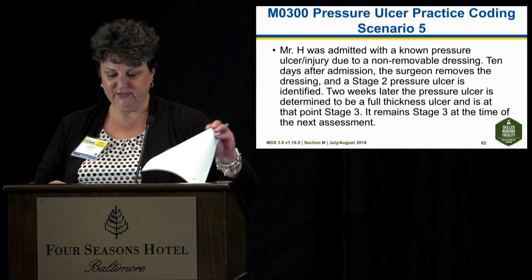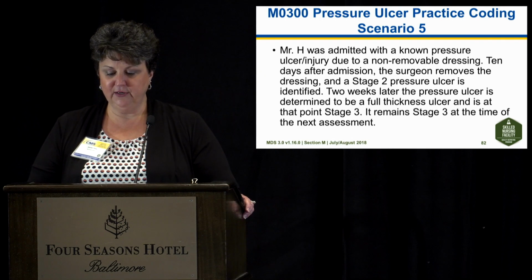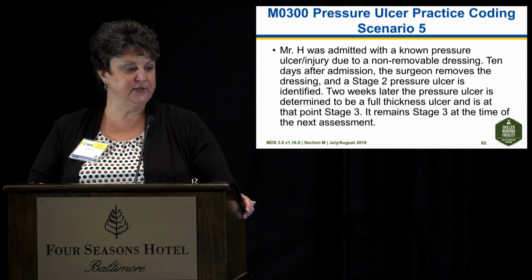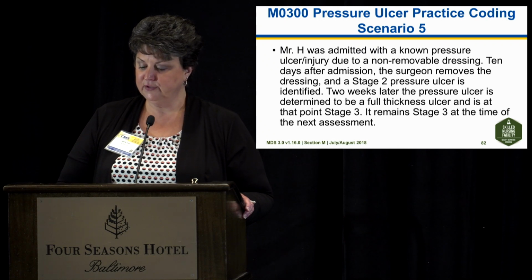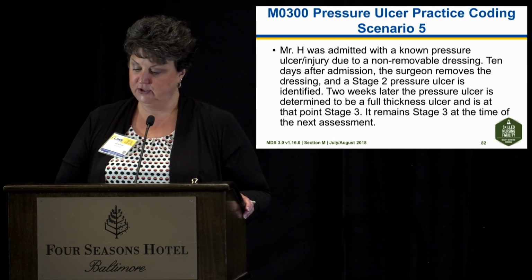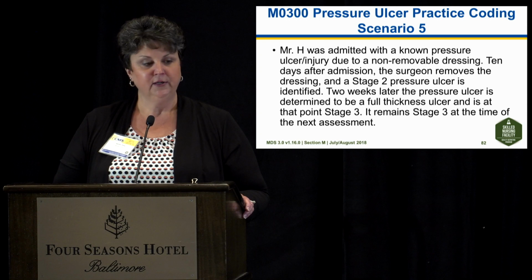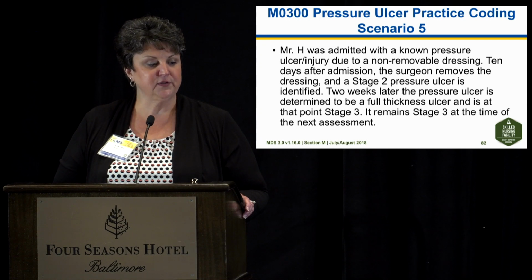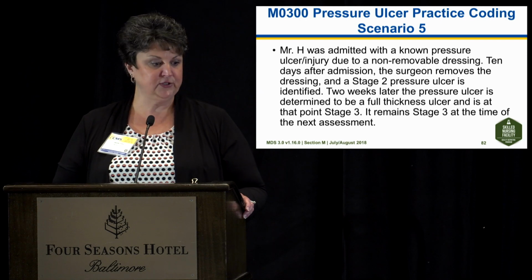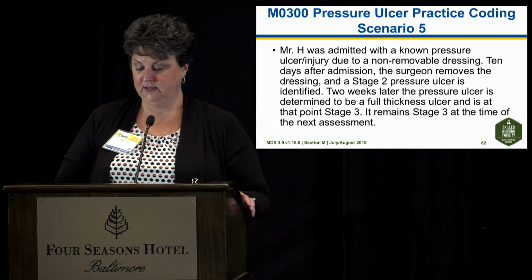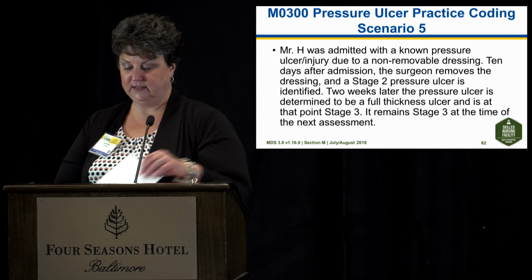Okay, and then we have Mr. H. He was admitted with a known pressure ulcer or injury due to a non-removable dressing. 10 days after admission, the surgeon removes the dressing and a stage 2 pressure ulcer is identified. 2 weeks later, that pressure ulcer is a full thickness ulcer, and it's now staged as a stage 3, and it remains a stage 3 at the time of the next assessment.